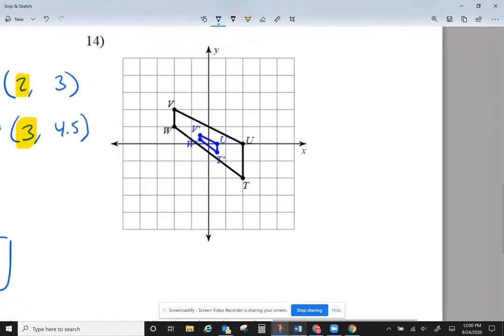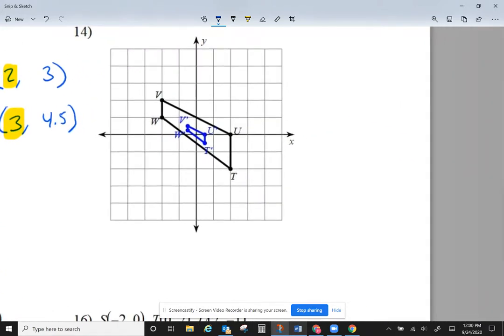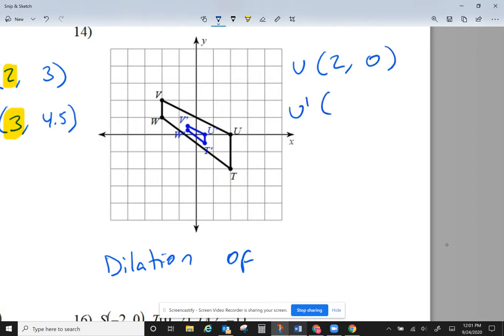Looking at question number 14, I can tell the image got smaller, so I'm just going to go dilation of. I'm expecting the scale factor to be less than 1 since the image got smaller. I'm going to follow a point. It doesn't matter which one. I notice the coordinates of U. I'm going to follow the point U. Coordinates of U are 2, 0. The coordinates of U prime are 0.5, 0.